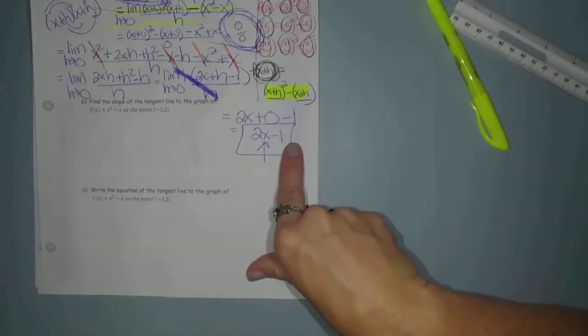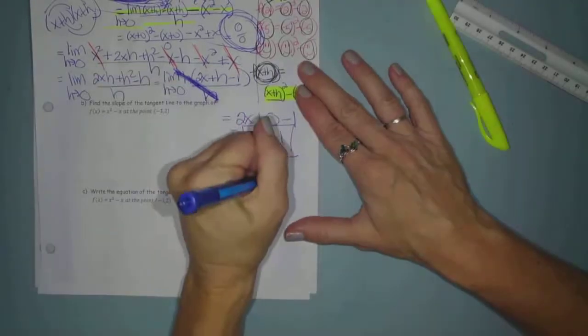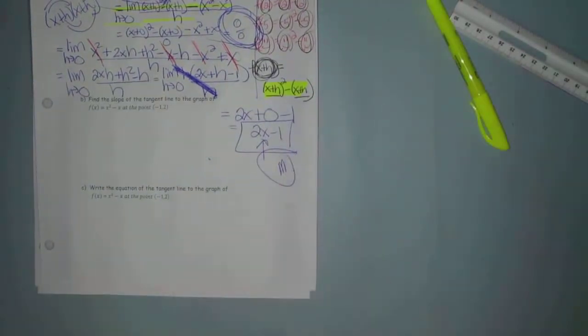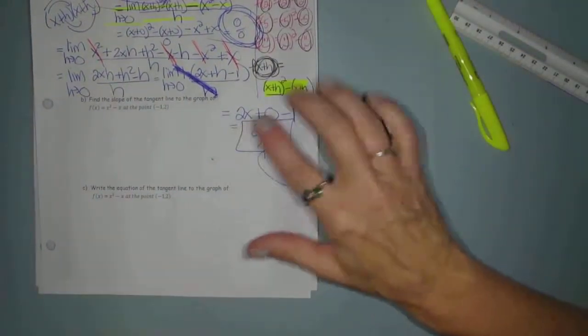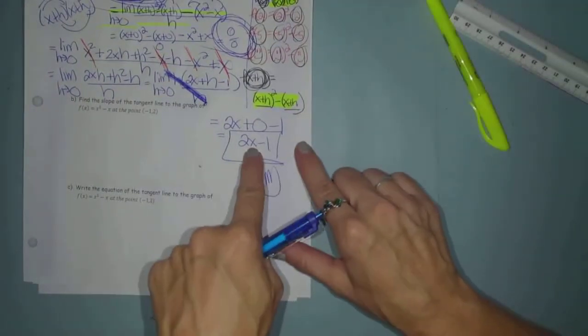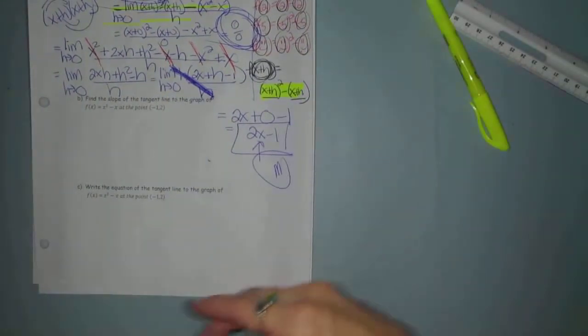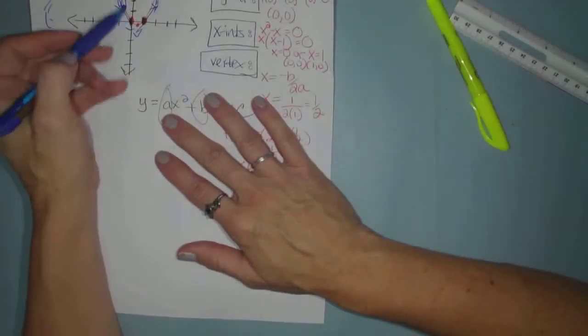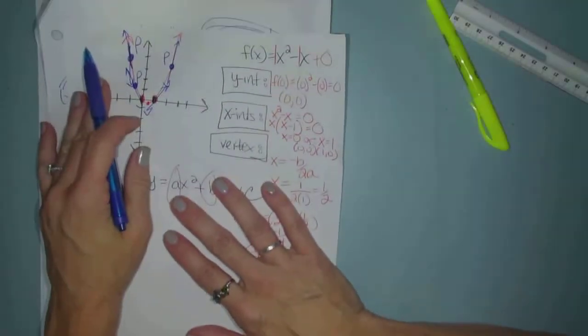I know this looks like the equation of a line. It's not. This is just a slope. This has nothing to do with the equation of a line. This is a slope. I know it looks like mx plus b. It is not. This is just the m. Why does it have an x in it? Well, go back to your picture. It depends on where you are.